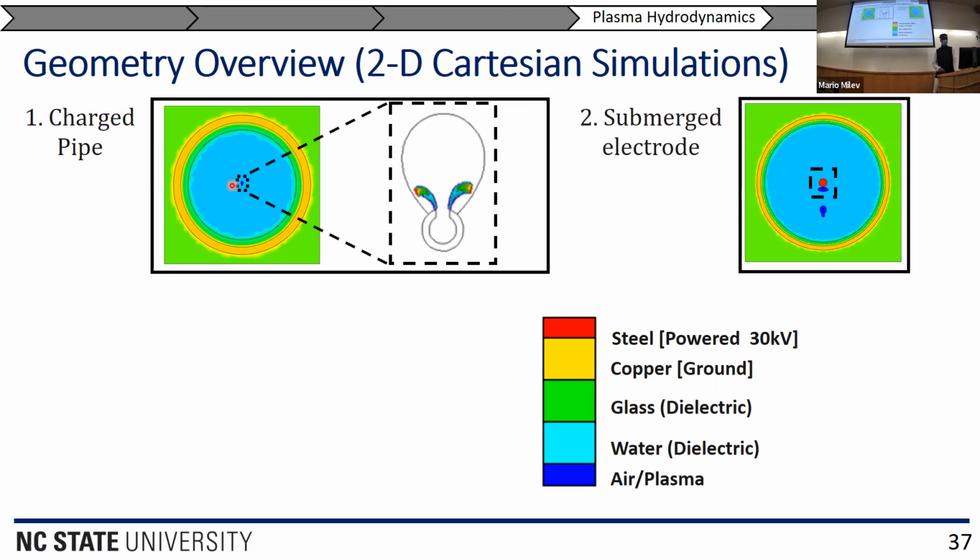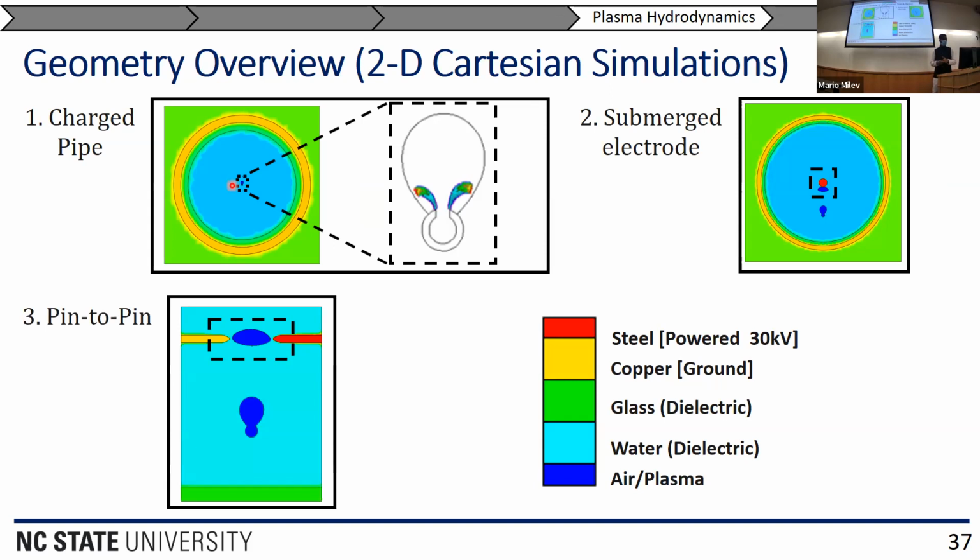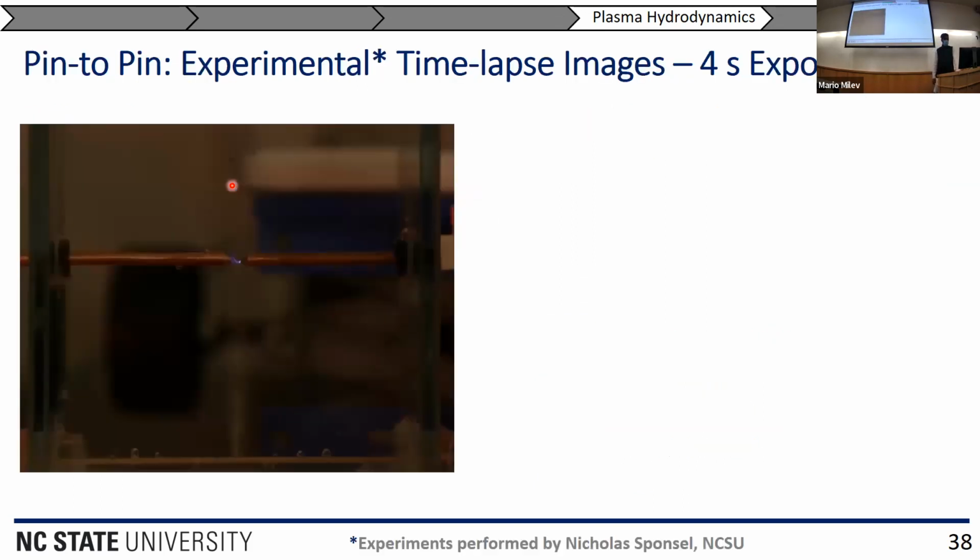So the next thing we looked at is, okay, what happens if we don't charge that pipe and in fact add another electrode in the middle and charge that? I have some simulations of that. And then there's another geometry we looked at: what if we have two electrodes floating in the middle of the tank, and we charge one of them and then we ground the other. And I have simulations looking at that as well.